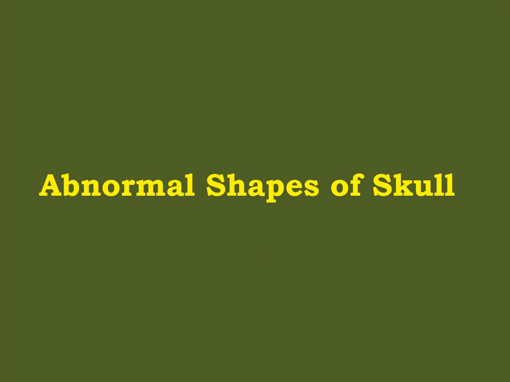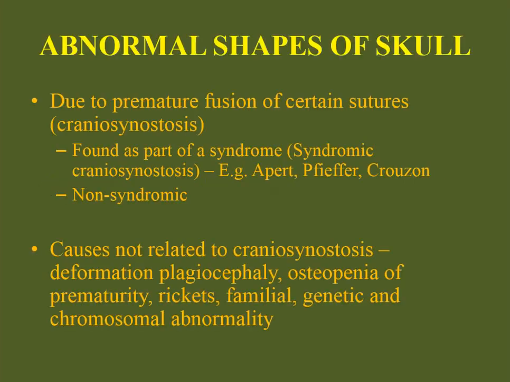Right. Now let's look at abnormal shapes of skull. So shapes of skull may be due to the premature fusion of certain sutures, which is known as craniosynostosis, and causes that are not really related to craniosynostosis, right? So craniosynostosis means premature fusion of certain sutures in the skull. So they may be found as a part of a syndrome like Apert, Pfeiffer, Crouzon, Carpenter, and so on. And some children may have craniosynostosis without actually falling into any syndromic phenomenon.